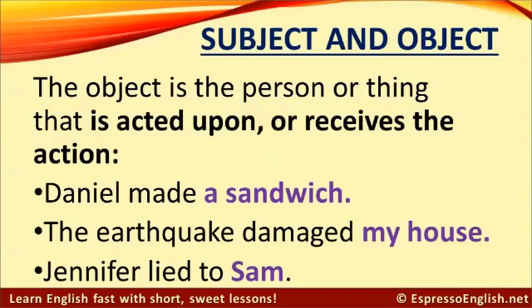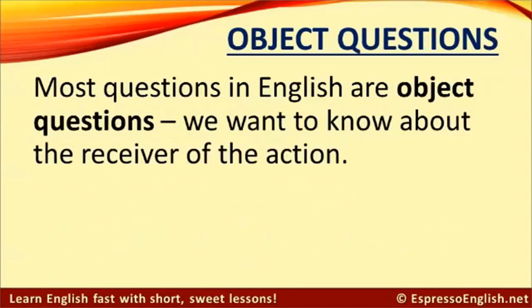The earthquake damaged my house. The object is my house. Jennifer lied to Sam. The object is Sam. Most questions in English are object questions. We want to know about the receiver of the action.